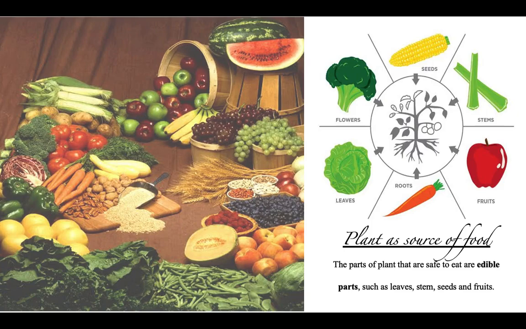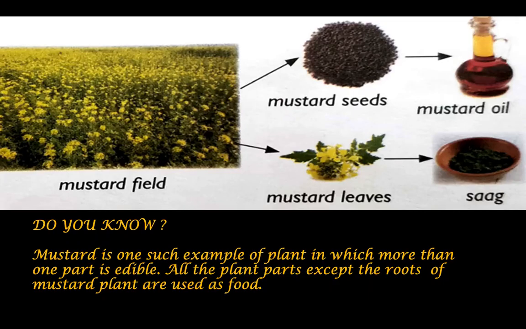Cauliflower, broccoli are some of the flowers that we eat. Rice, wheat, barley are some of the seeds as a source of food in the plants that we eat. But do you know that mustard is one such example of a plant in which more than one part is edible? As you can see, mustard seeds are used to extract mustard oil, and on the other hand, mustard leaves are used to make saag, which is very popular in northern parts of India.